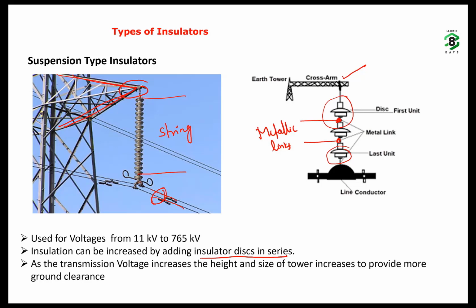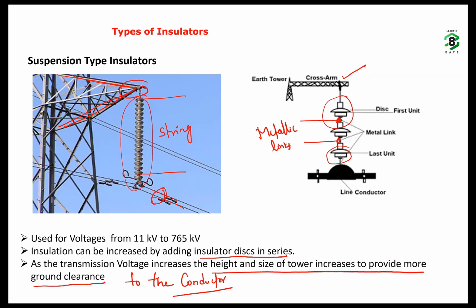The disadvantage of this type of insulators is that since they are vertically hanged, they require more ground clearance. As the transmission voltage increases, the height and size of the tower increases to provide more ground clearance to the conductor. Why? Because once we increase the voltage, the height of the string also increases. So we need bigger, taller towers, which increases the cost and size of towers to provide more ground clearance to the conductor. Understood?